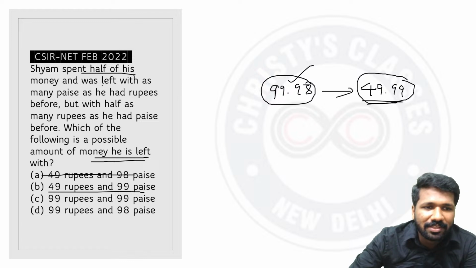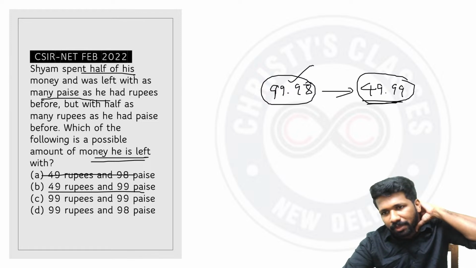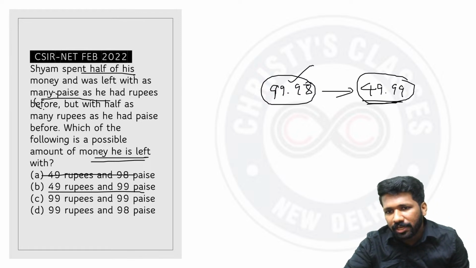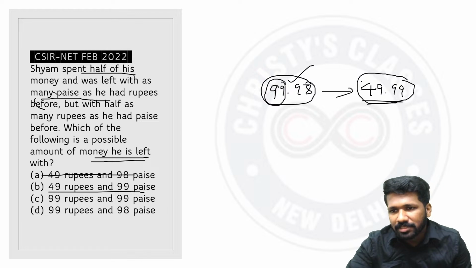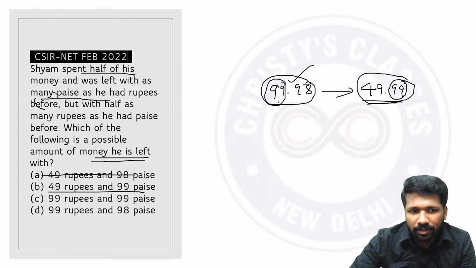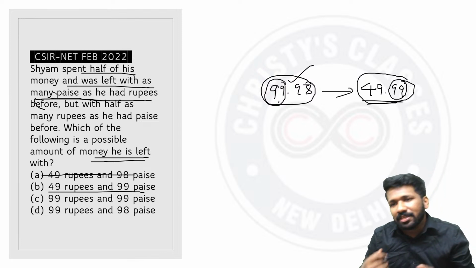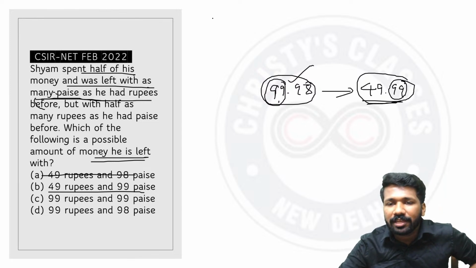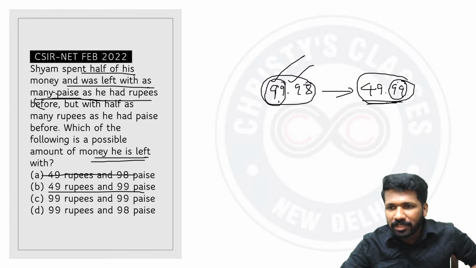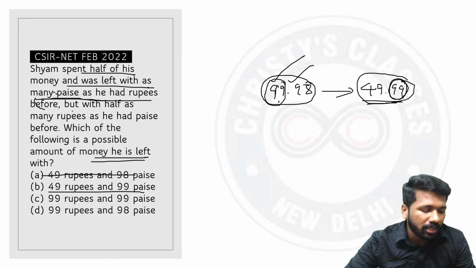But that should satisfy this condition also. And was left with as many paise as he had rupee before. Rupee before is 99 rupee. Paise now will be 99 paise. Yes, that is satisfying. Are you all understanding how that is satisfying? He is left with as many paise as he had rupee before, means the rupee before is equal to the paise now. Rupee before was 99 rupee according to this option. Paise now is 99 paise according to this option. So those two are equal. So that condition is satisfied.